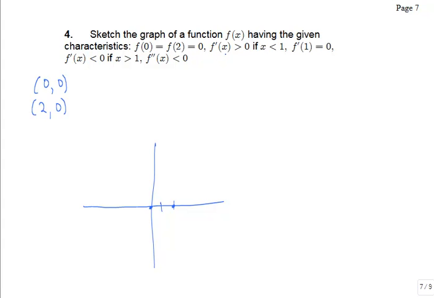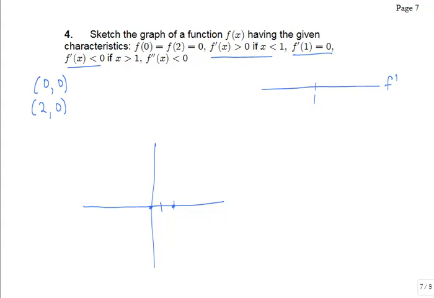Then I'm told that f prime of x is greater than 0, which means positive, if x is less than 1. F prime of 1 is equal to 0, and f prime of x is less than 0 if x is greater than 1. So let's put these three things on a number line. Now the fact that f prime of 1 is 0 means it's a critical number. So we have a critical number at 1.